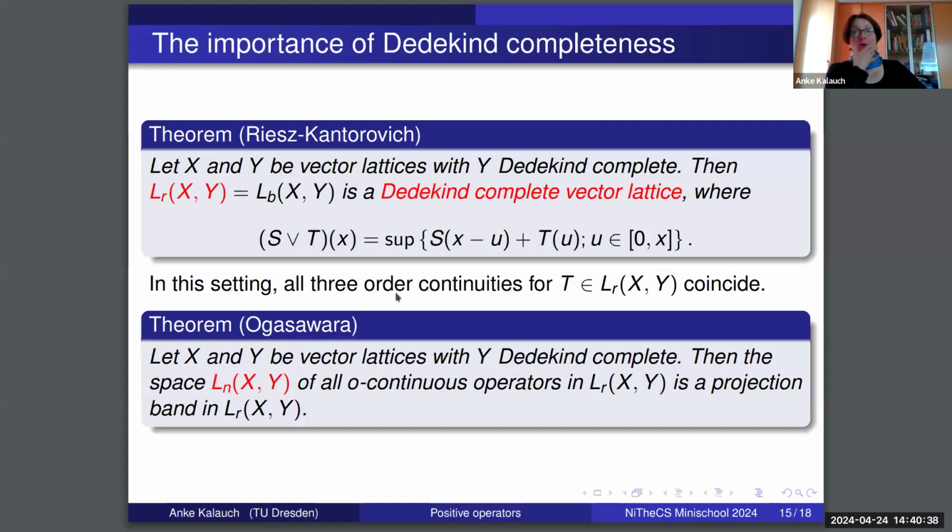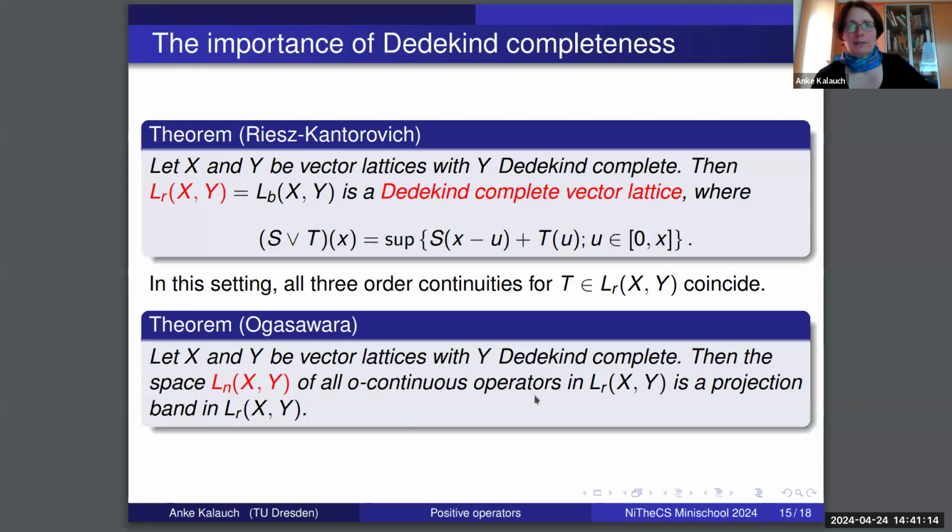And since we were talking about the order continuous operators, let me mention that also the set of all order continuous operators was investigated in the literature. This is denoted by Ln, the set of all order continuous operators in Lr. And if Y is Dedekind complete, then this set is very nice. Namely, it turns out to be a projection band. So this was an old result of Ogasawara.